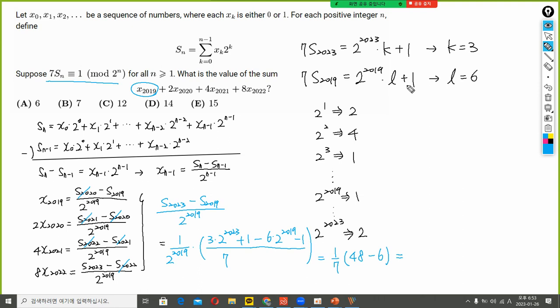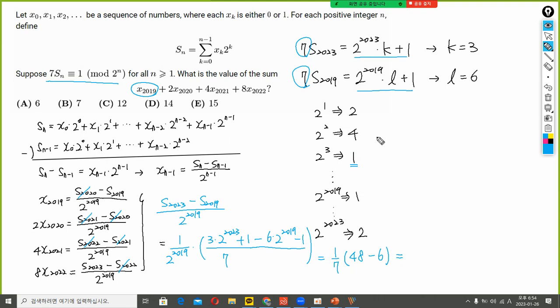So that means these two are both multiples of 7. So we are following the pattern. When 2 to the nth power is divided by 7, what will be the remainder? So 2 to the first power, the remainder is just 2. 2 squared is 4, and 2 cubed is 8. When 8 is divided by 7, the remainder is 1. And when 1 appears, the remainder cycles among 2, 4, 1, repeating.